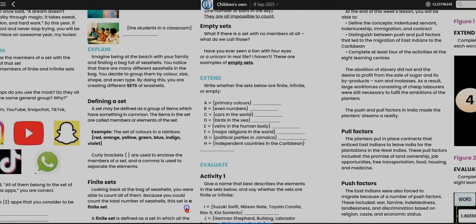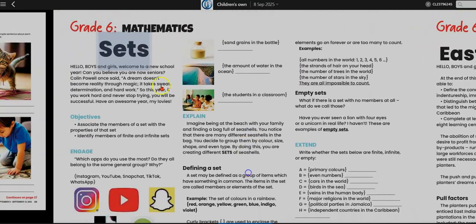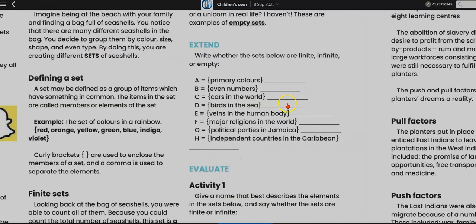All right, so this wasn't so bad. Take the time, go over the topic here, sets, very important. And the ones that we would have a little doubt about, you give your reasons why you think they are finite versus infinite.